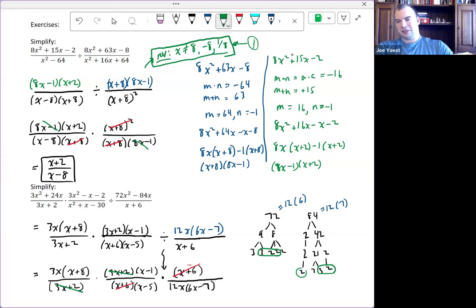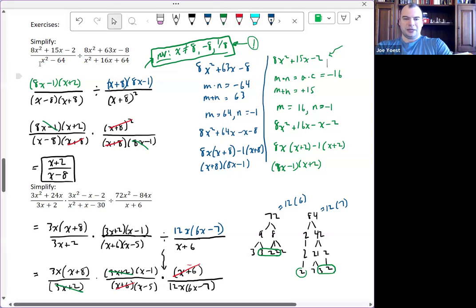And coming over here, we see that using the AC grouping method, we're looking for two numbers, m and n, that multiply to be a times c, or negative 16, and then add to be the cross term of 15. And we can see just by inspection that that would be 16 and negative 1. 16 minus 1 gives me 15, and 16 times negative 1 gives me negative 16. So I split up that middle term as 15x equals 16x minus x, and I factor by grouping. So I end up with 8x minus 1 times x plus 2.